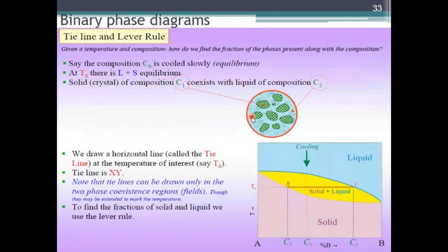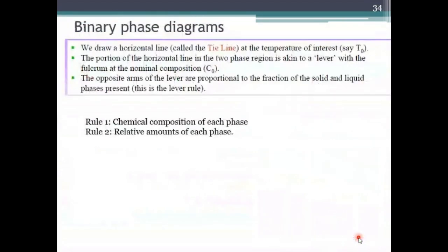Now see here, we draw a horizontal line. This horizontal line is called the tie line at the temperature of interest T0. The tie line is the XY line. Note that tie lines can be drawn in the two phase region only. Only within this region do you have to draw, to find the fraction of solid and liquid. If you want to know what composition of solid is there and what composition of liquid is there, to find that we will be using the lever rule.